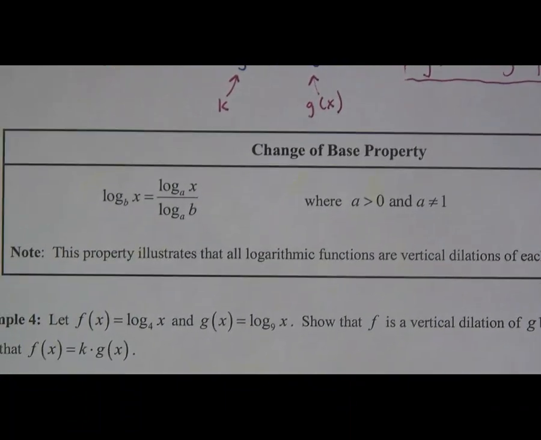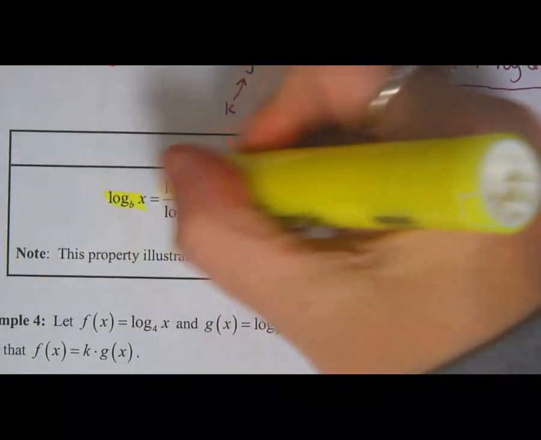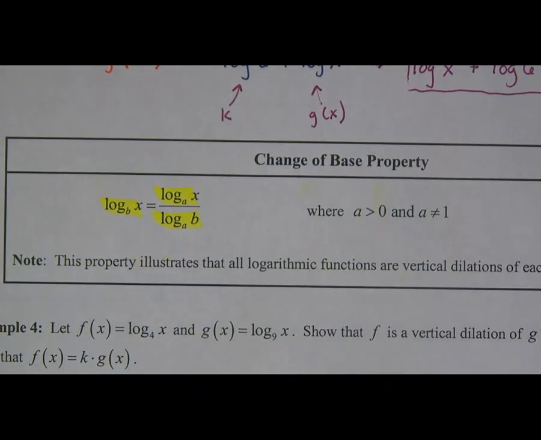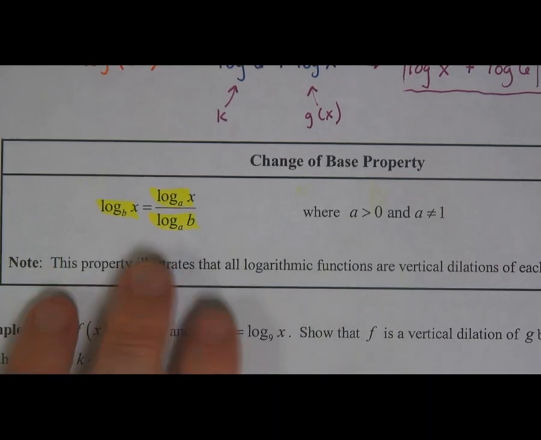Change of base property. You don't see this a lot anymore. This was really used when calculators could only do log base 10. When you had a problem on your paper that said log base 7, you would have to change it into log base 10. That's what this allows you to do.